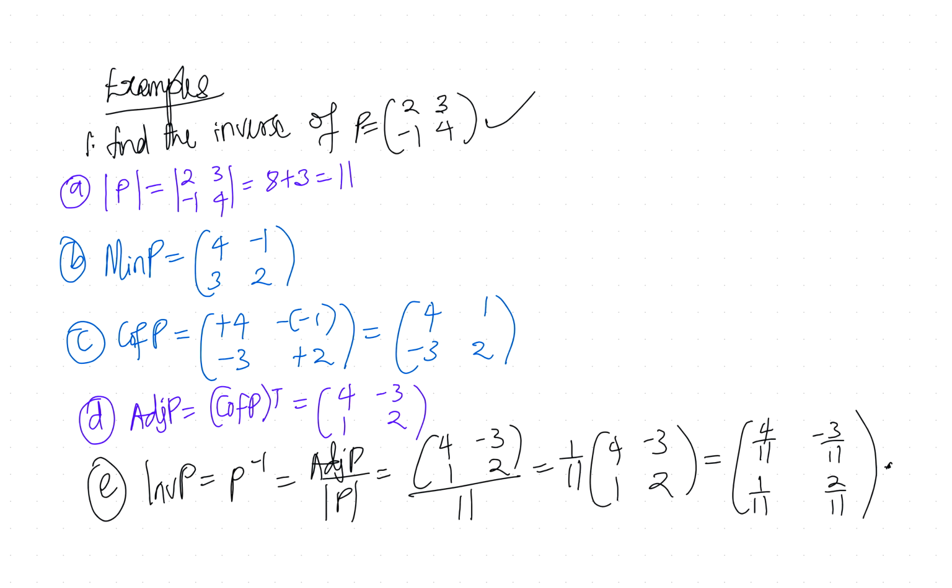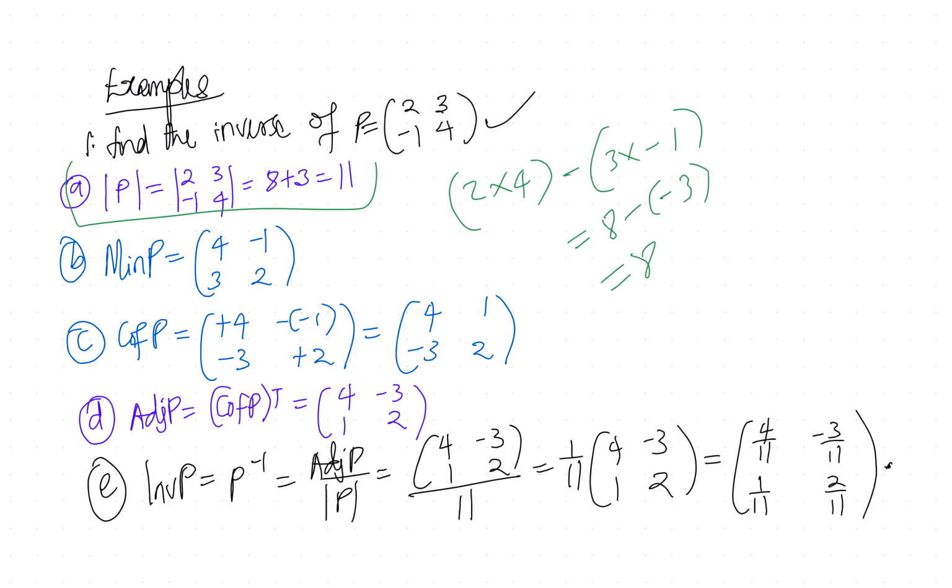The first thing, like I said, and of course it can also be the last, is to find the determinant. For a 2 by 2 matrix, the determinant is pretty straightforward. You have 2 times 4, minus 3 times minus 1. That's 8 minus minus 3, which is 8 plus 3, which is 11. That is why we have this 11 here. So that's how you get the determinant of P.